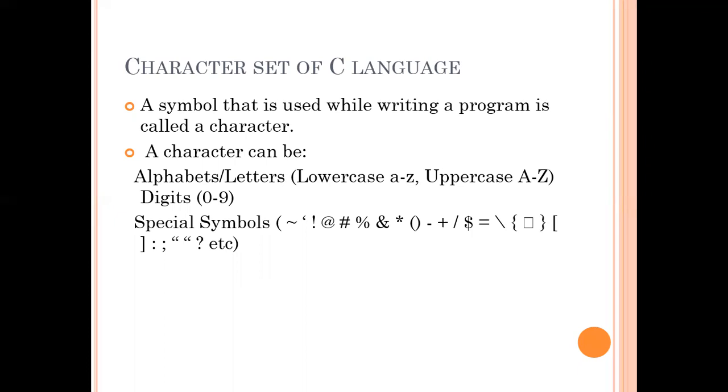Then special characters include white spaces like blank space, horizontal tab, carriage return, new line, form feed, etc. Digits: all decimal digits from 0 to 9. White spaces, I'll repeat: blank space, horizontal tab, carriage return, new line, and form feed.